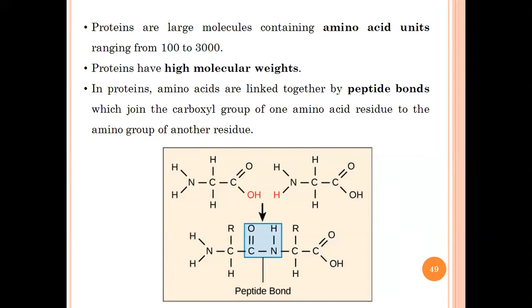So amino acids form a protein as they start linking with each other. One amino acid will be linked to the other amino acid by a specialized bond known as a peptide bond. In case of carbohydrates, which was the bond that connected two monomers?